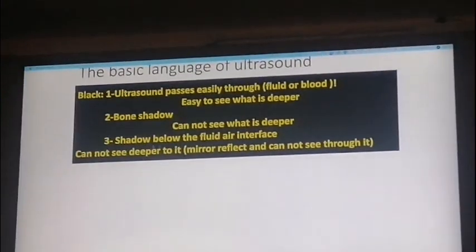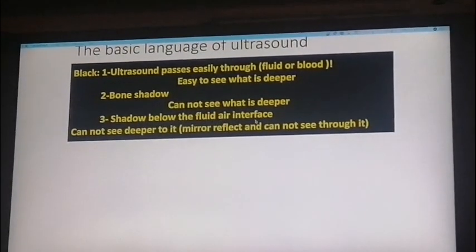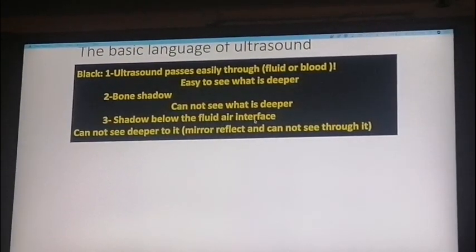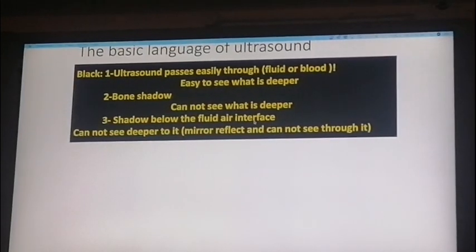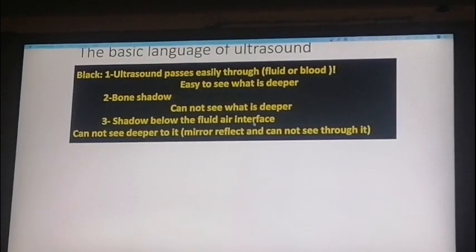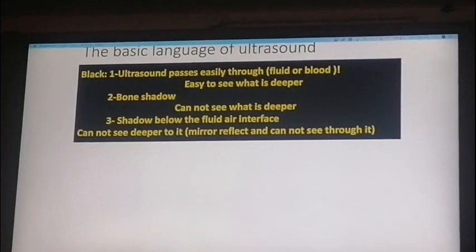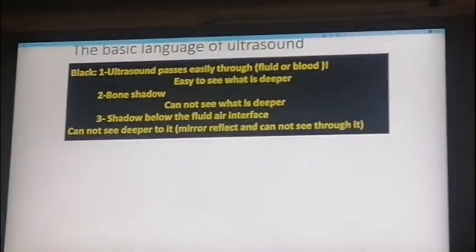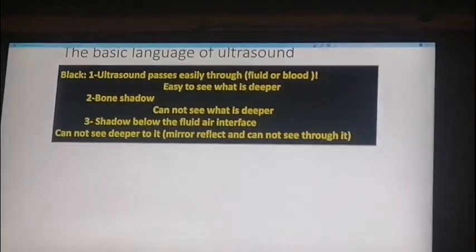What's the third option? Shadow. We know the fluid-air interface. What is the fluid-air interface in our body? The pleura. The pleura is a thin layer of fluid between the visceral pleura, and below the pleura we have air normally. In normal life we have air, or pneumothorax, where we have air between the two layers. In this situation, we'll see black, but black with just artifacts. There is nothing that you can see underneath because it's not fluid.